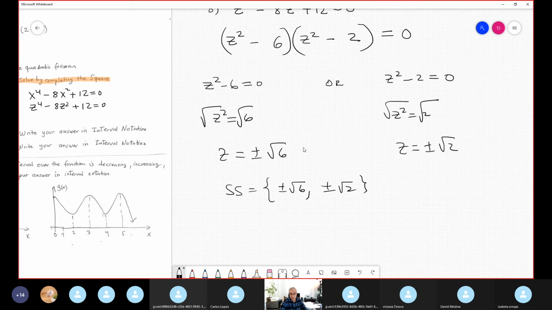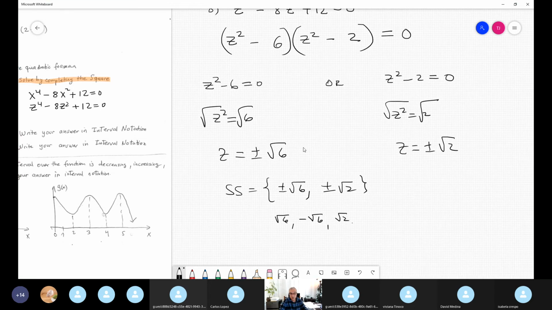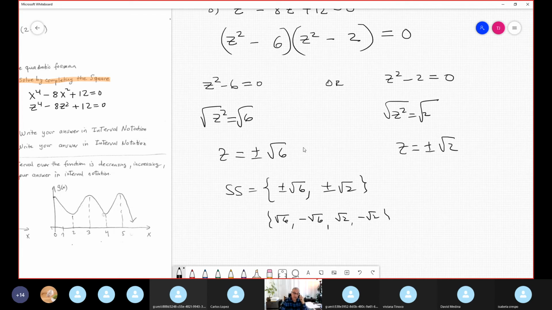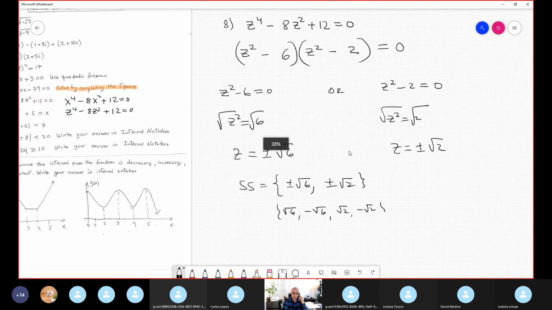You realize that we have 4 solutions, no? So you list them separately: radical 6, negative radical 6, radical 2, and negative radical 2. 4 solutions, and this is exactly what we expect because the degree of the polynomial equation is 4.